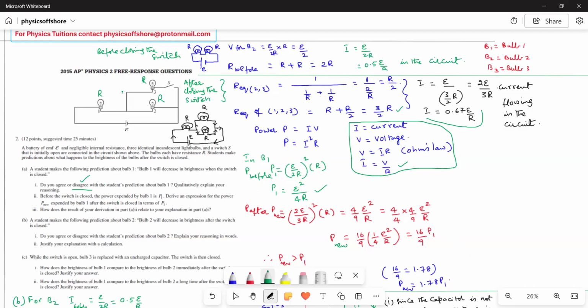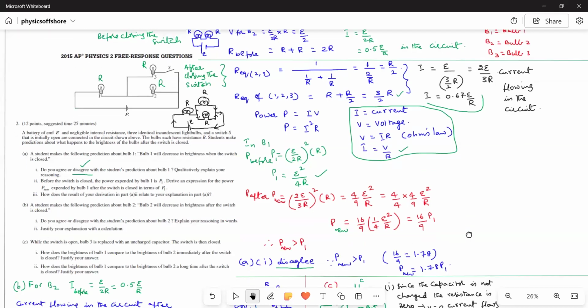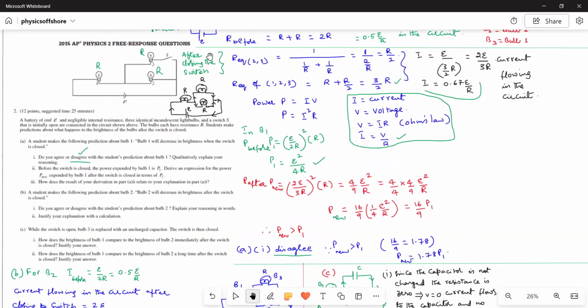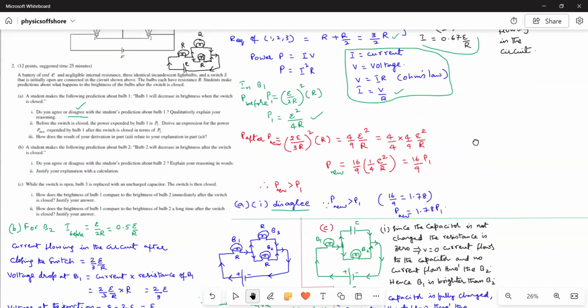The bulb 1 will be brighter after closing the switch compared to the switch open. Okay, that is the answer for this one. So we finished the first bit. Now we go for the second bit. What is the second bit? He is saying that the bulb 2 will be dimmer after closing the switch. That we'll see how it will be.